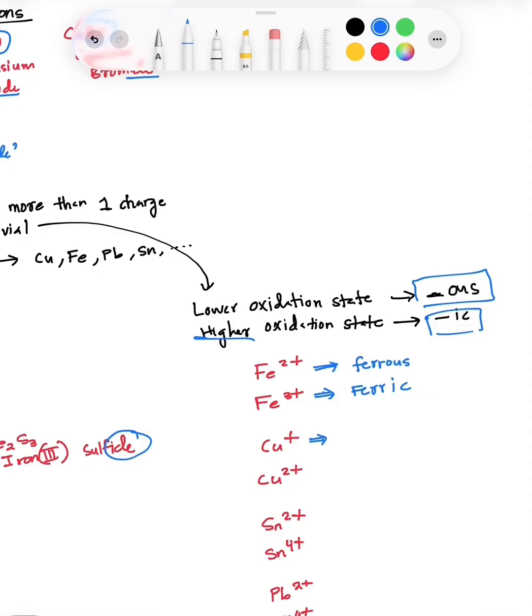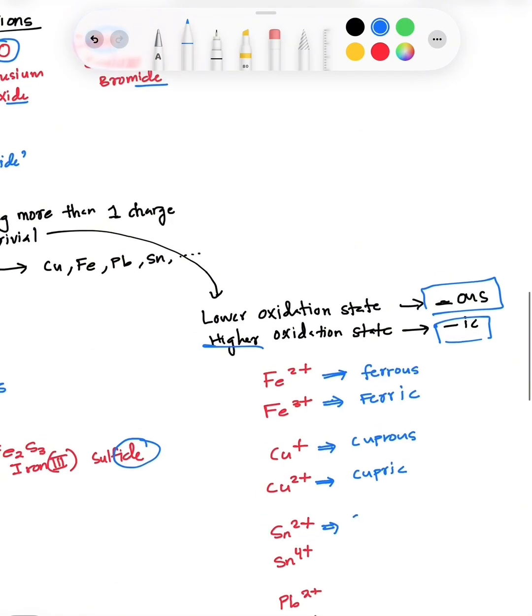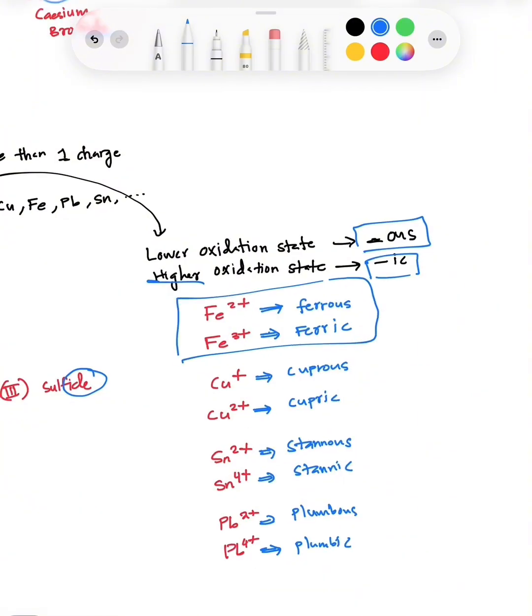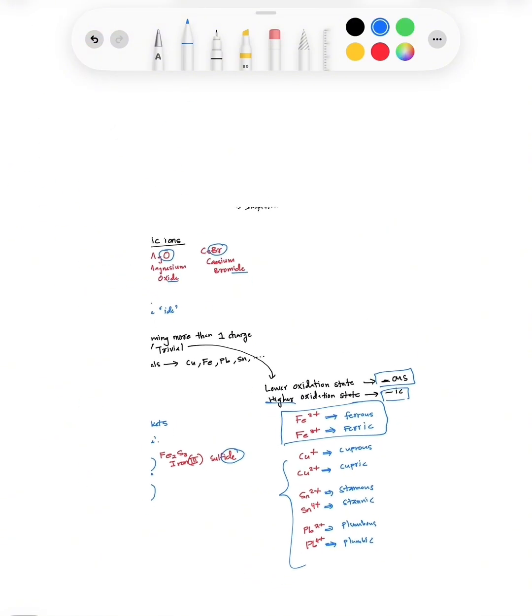Likewise, copper, Cu+, is cuprous, and if it is Cu2+, that is cupric. And the tin, right? If it is 2+, we say stannous, and if it is 4+, we say stannic. And lead 2+ is plumbous, and lead 4+ is plumbic. Only these are used these days. So that's all on the trivial system.